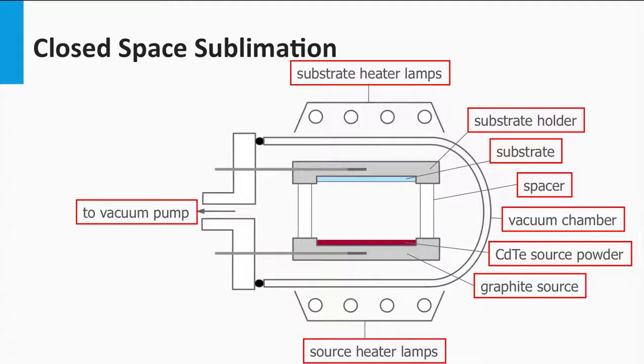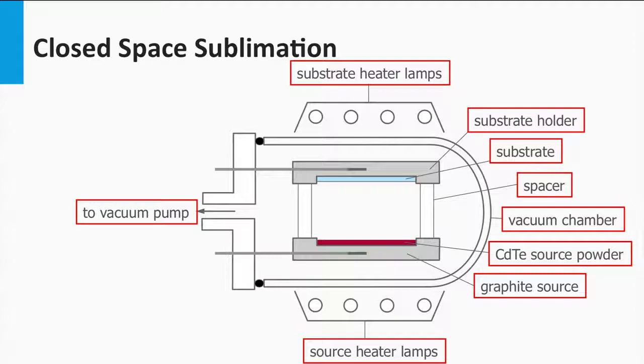The cadmium sulfide and cadmium telluride layers are in general processed using the closed space sublimation method. In a closed space sublimation method, the source and the substrate are placed at a short distance from each other, like a few millimeters up to centimeters, under vacuum conditions. Both the source and the substrate are heated.